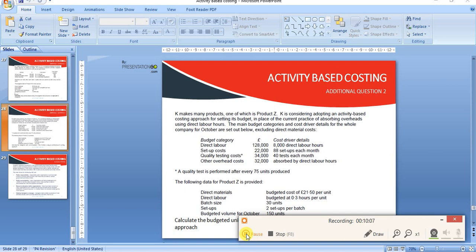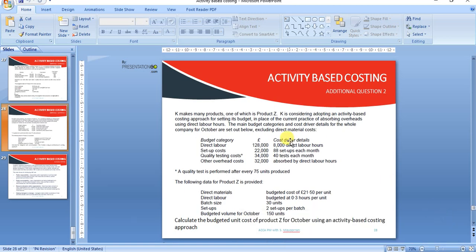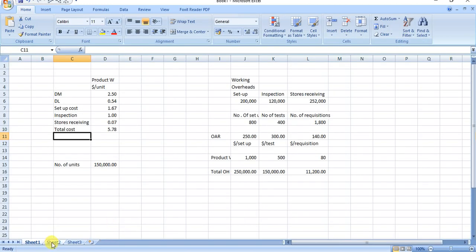The following data for product Z is provided: material, labor, batch size, setup cost, budgeted volume for October. The requirement is to calculate the budgeted unit cost of product Z for October using an activity-based costing approach. A similar question again, a similar one. Yeah, we'll take a new Excel sheet and start working for that.